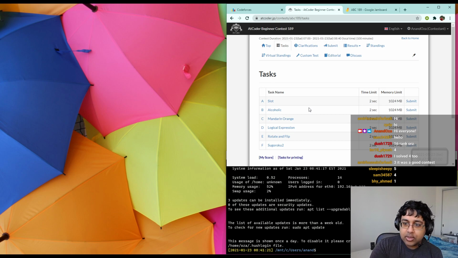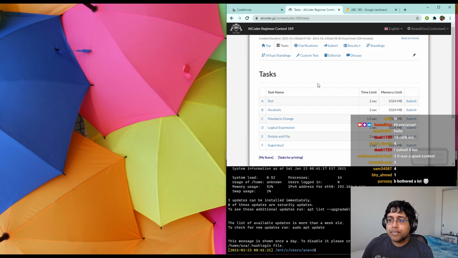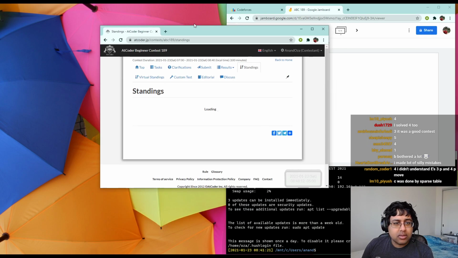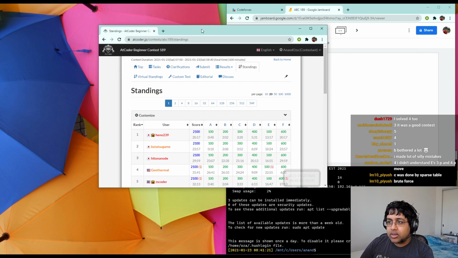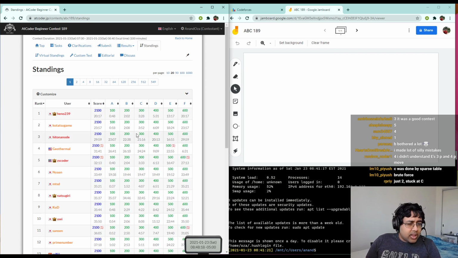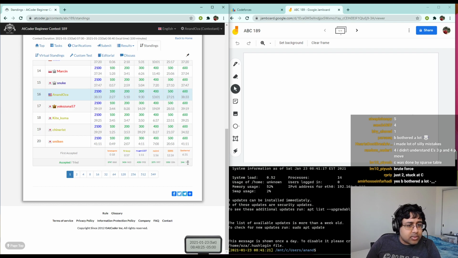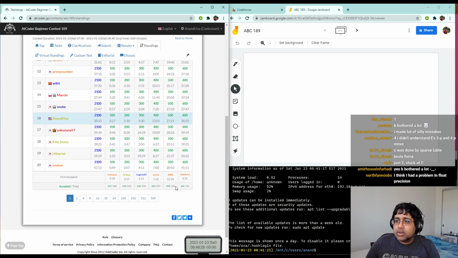Let me make sure my tablet is working. Awesome. Someone said B bothered them. Yeah, I guess I'll put up the standings. We can look at the solve counts while I wait for more people to join. It seemed like a pretty smooth difficulty curve for this contest, which is pretty good. Someone had a problem with float precision. Yeah, gotta watch out for that.